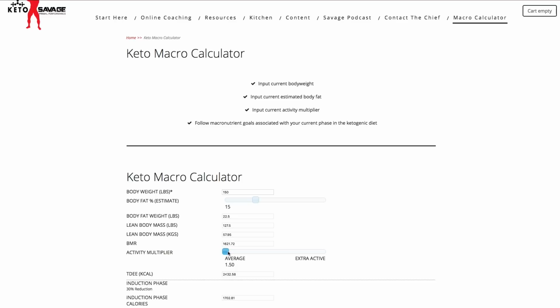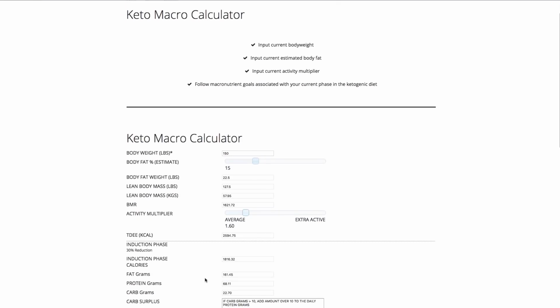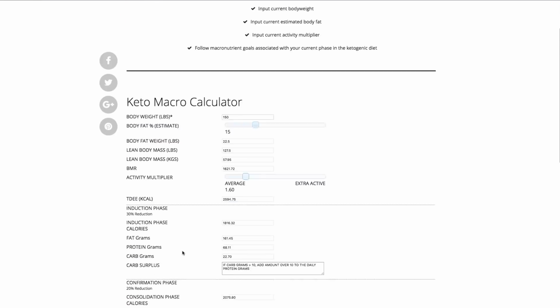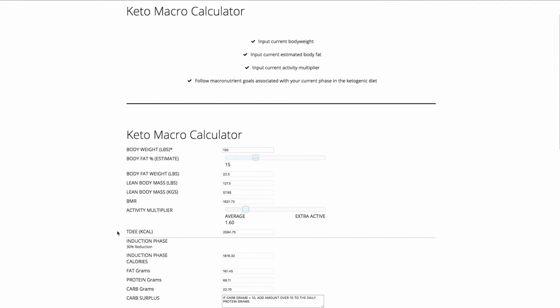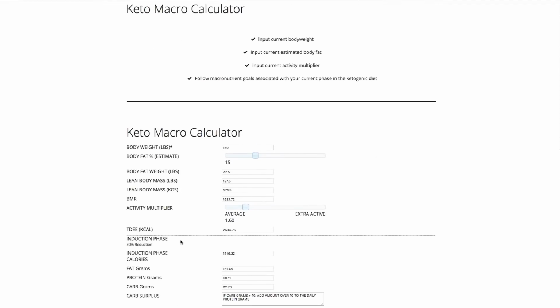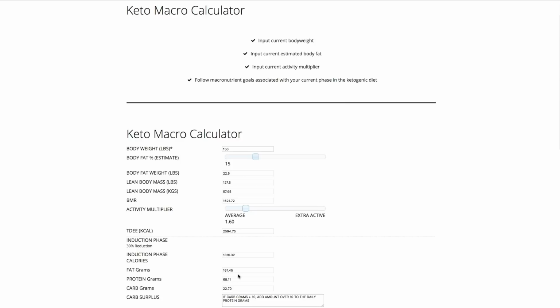So let's say this individual is a little bit above average at 1.6. That's going to put his TDEE, so total daily energy expenditure, at about 2,594 calories. And then there's an induction phase below that. There's actually multiple phases on this page, but we're only going to be focusing on the induction phase for this course. So that said, that's going to put his induction phase calories at about 1,816, his fat grams at about 161, protein grams at about 68, and carb grams at about 22.